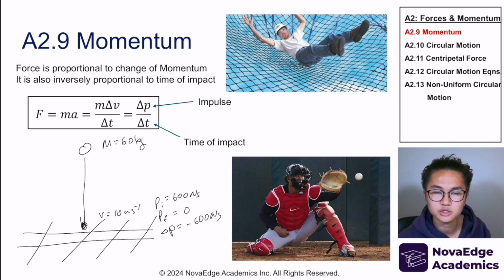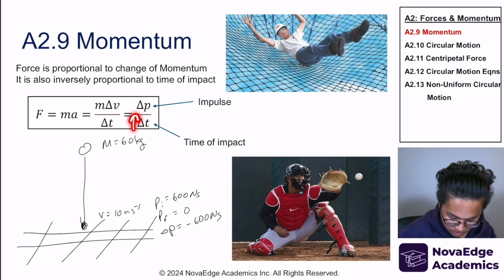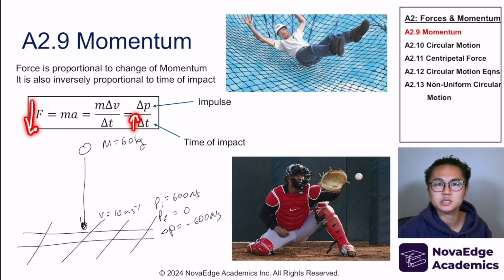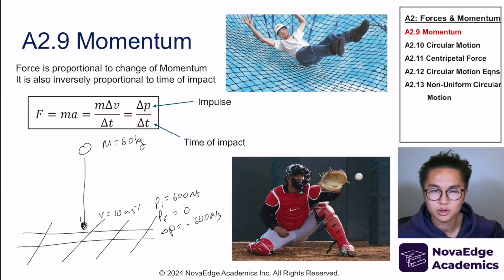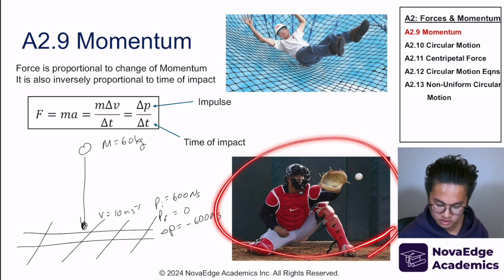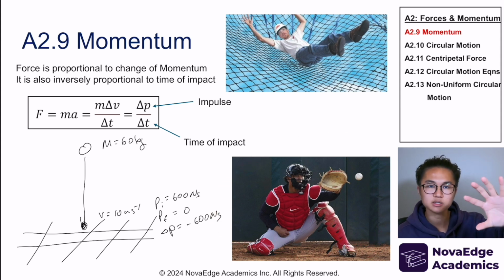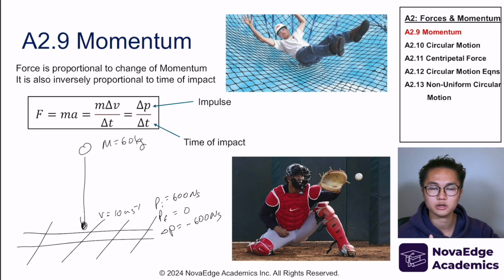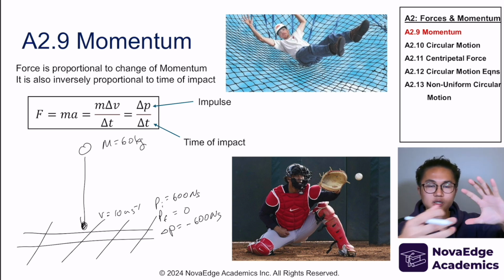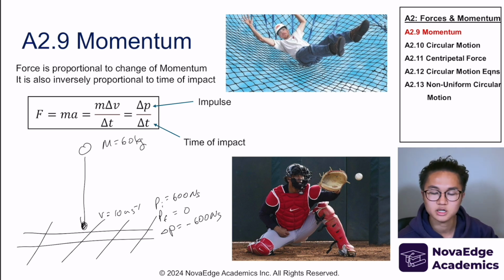So my impulse does not change. However, the time of impact changes. And when the time of impact increases, what happens? Force decreases. So this explains why I don't hurt my back as much if I have a safety net when I'm falling. And that's where we have this picture. That same concept can be used with gloves in baseball, right? The gloves let us have a lot more time of impact as it absorbs, right? So that increases the time, therefore decreasing the force exerted by that ball onto the catching person's hand, okay?